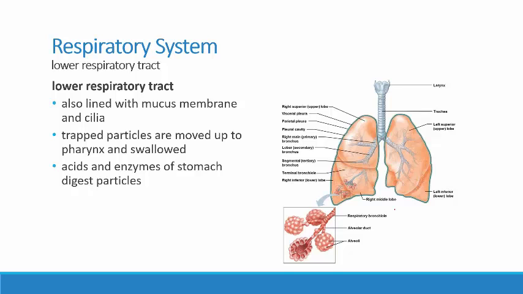But now the cilia, rather than waving downward toward the pharynx, are waving upward toward the pharynx. And we actually describe that as a ciliary elevator that moves any of the trapped particles upward to the pharynx so that we can swallow it. And again, the acids and enzymes of the stomach will then take care of those materials. So we'll start with the larynx.